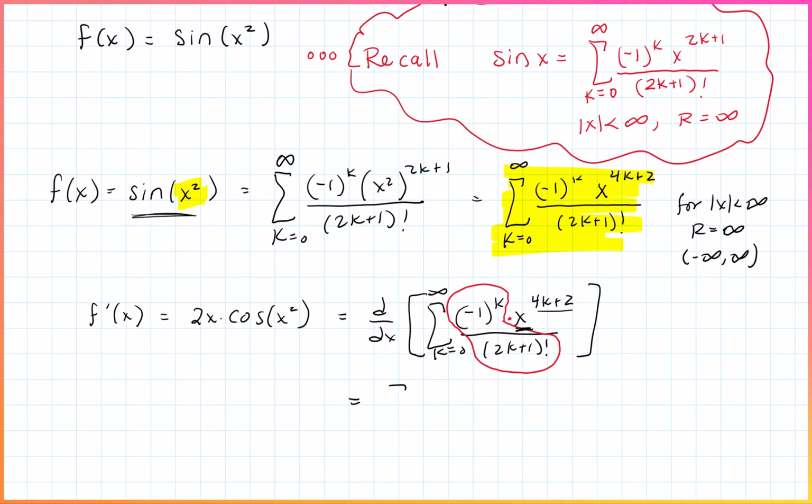That represents the powers on x. So we end up with negative 1 to the k. When we take the derivative, applying the power rule, we get 4k plus 2 times x to the 4k plus 2 minus 1, so that becomes 4k plus 1, and that is still all over 2k plus 1 factorial.